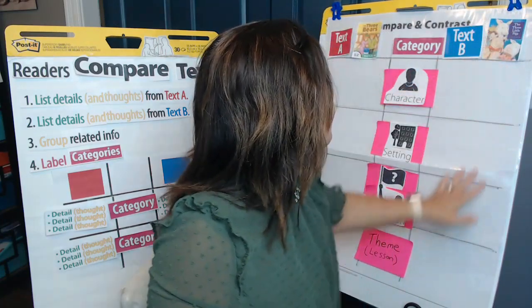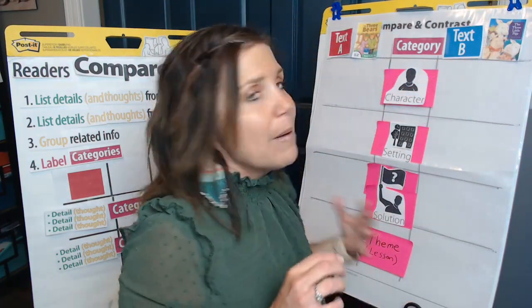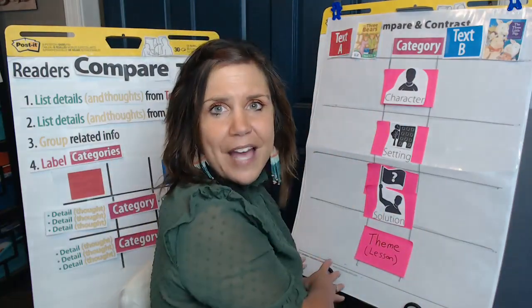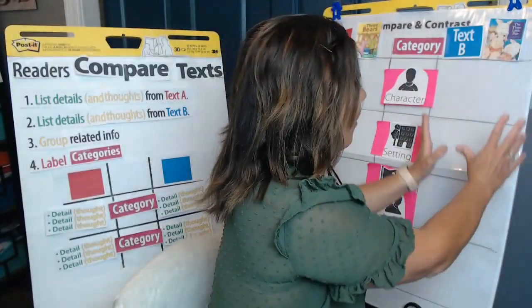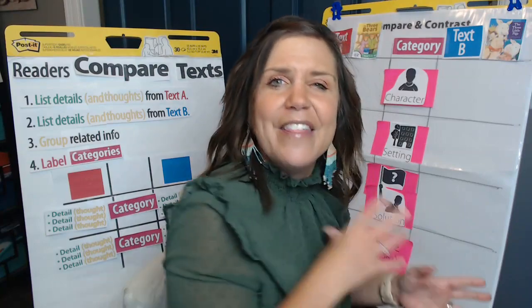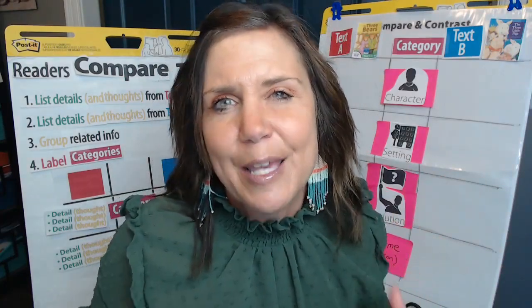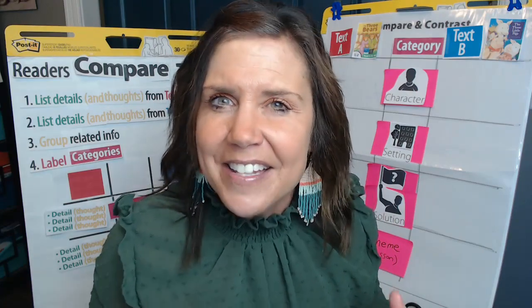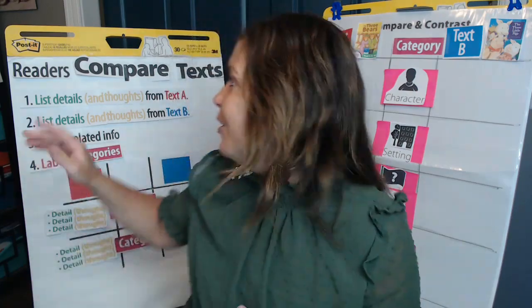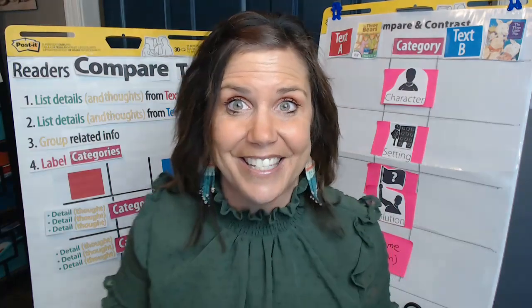That's our blue text. So remember that we do all of one side, and then we'll pull all the details of the other side, and then we'll start to look and see if there's anything that's similar and anything that's different. That's what you do when you compare text.